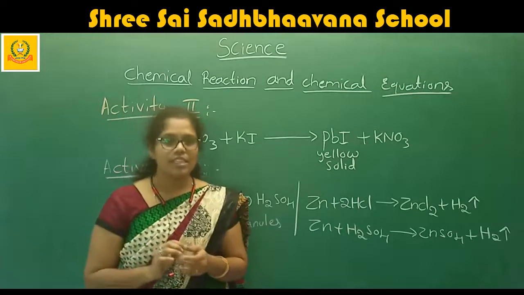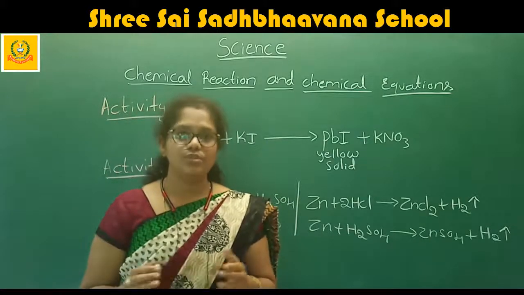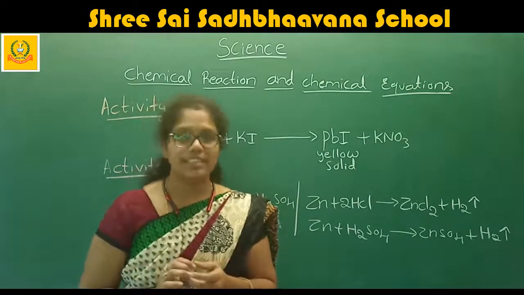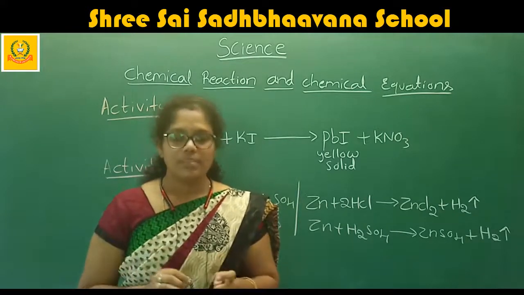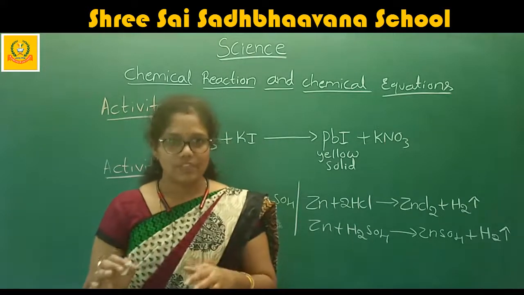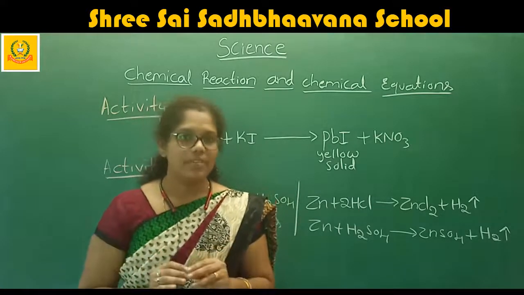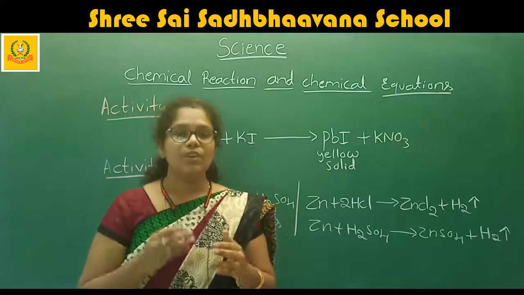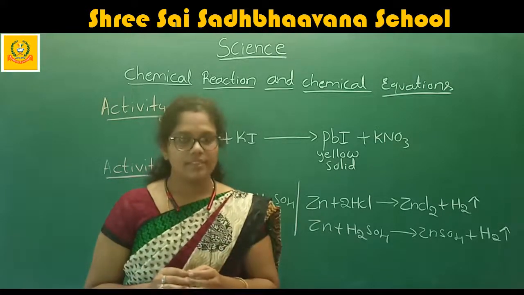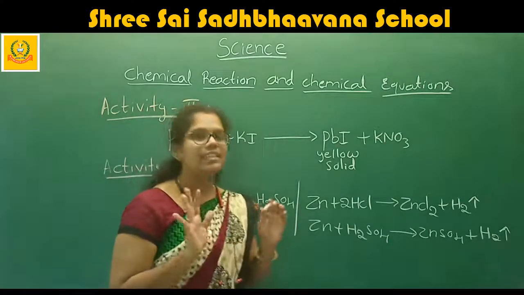Now we are going to see some examples for balancing of chemical equations. First, I will explain the steps. What are the steps involved in balancing of an equation? Next, we are going to see one or two examples for this. If you see the balancing of chemical equations, there are mainly 6 steps.